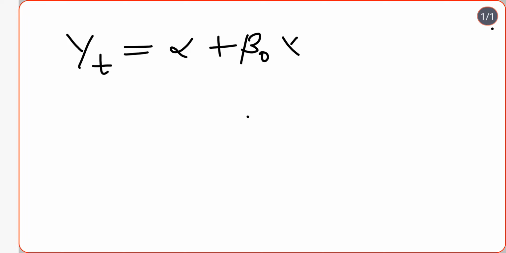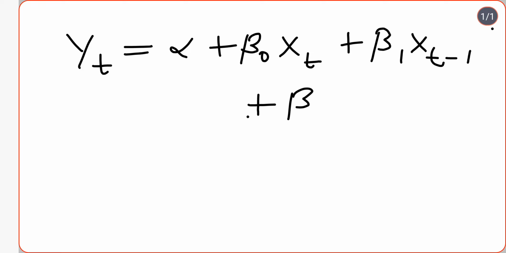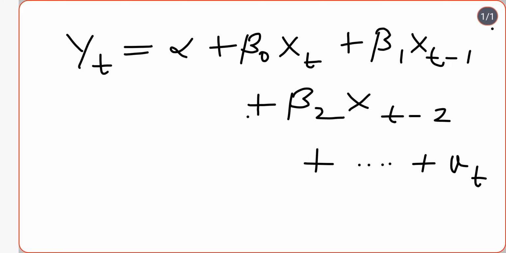So what we are going to talk about today is basically the Koyck approach to distributed lag models. Now, if we talk about distributed lag models, they are basically in the form of yt equals alpha plus beta 0 xt plus beta 1 xt minus 1 plus beta 2 xt minus 2 plus it goes up. Suppose it is an infinite lag model.